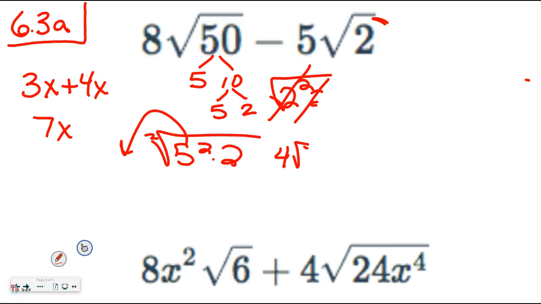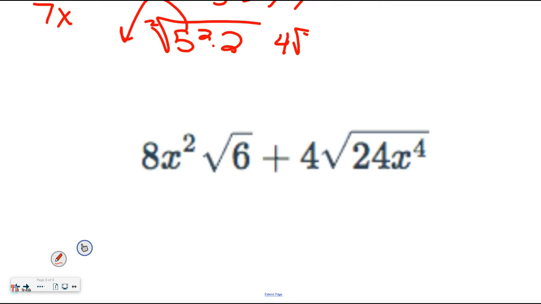Our goal is to get like terms. So I'm going to deal with these roots. Nothing I can do with that. The other one has two things I can do. First of all, I can pop out some x's. Remember, Parker, what do we do with those exponents? Divide. And 4 divided by 2 is 2. So 2 of them are going to pop out. So I'm going to deal with that first.